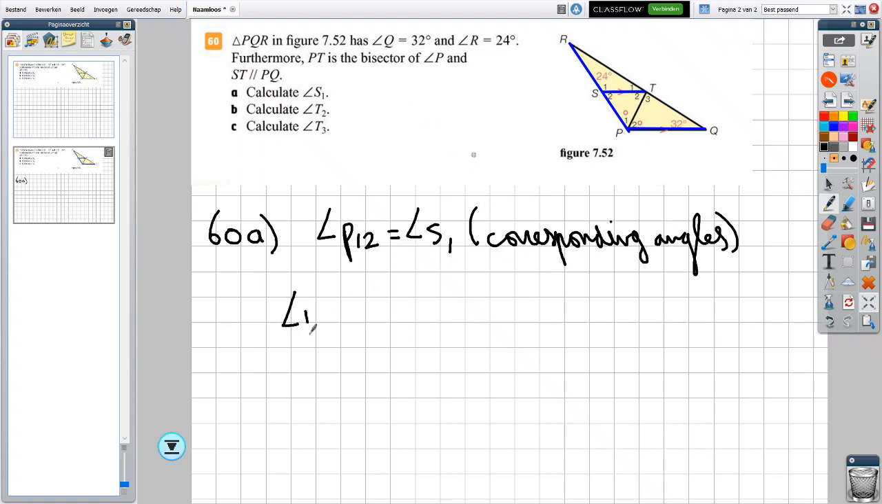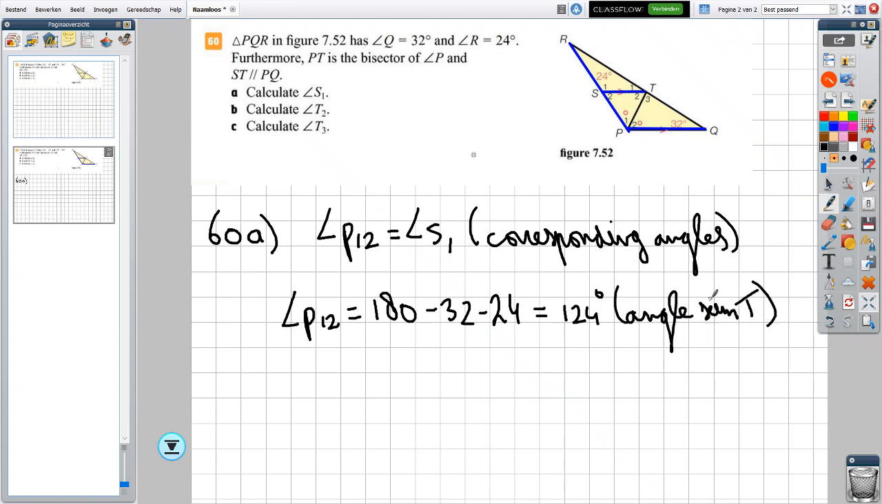And if I take a look at triangle PQR, I know angle Q and I know angle R. So to calculate angle P12, I can do 180 minus 32 minus 24. Because that is the triangle. In that case, I can calculate the angle sum. Right, this is going to be 56, so that leaves me with 124 degrees. And this is because of the angle sum triangle.